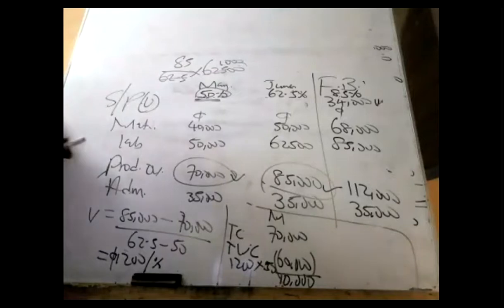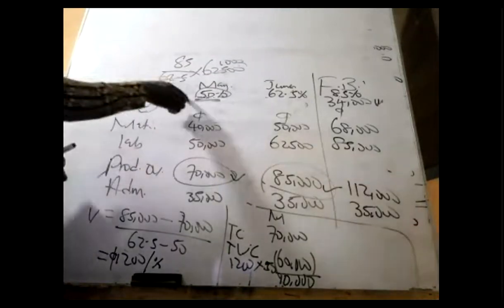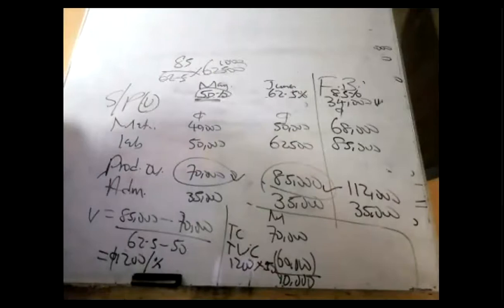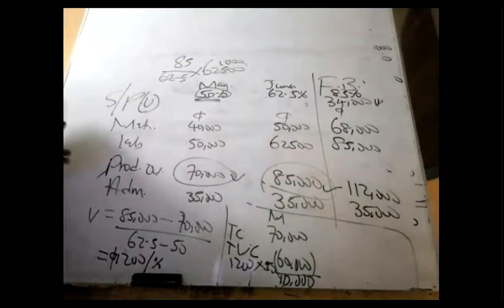Let's confirm what we had first. Here we are using percentages, not units. What we did first, we used units. The examiner can ask the question in pure percentages, with no units.